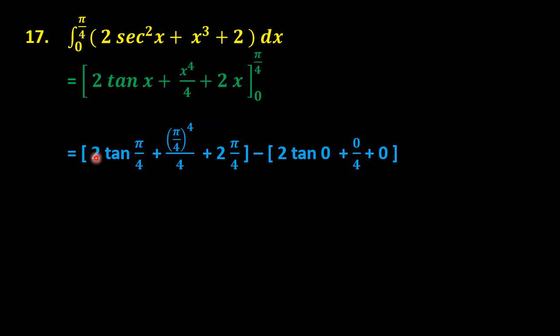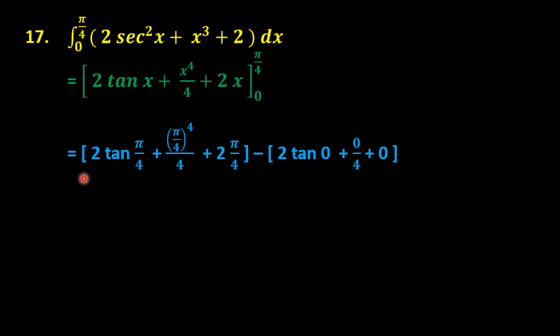So here 2 remains as it is, tan x is replaced by tan of pi by 4, plus this x is also replaced by upper limit pi by 4, whole to the power 4 by 4, plus 2, and again this x replaced by upper limit pi by 4, then minus sign, and now we have to put the lower limit. 2 tan of lower limit, instead of x, 0, plus lower limit here is 0, so 0 by 4, plus here lower limit is 0, so 2 into 0 is 0.